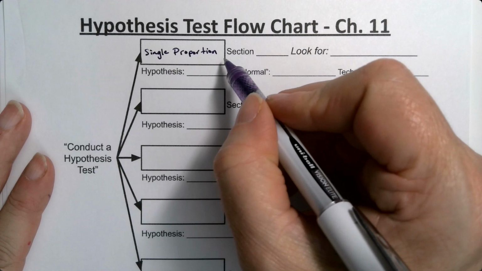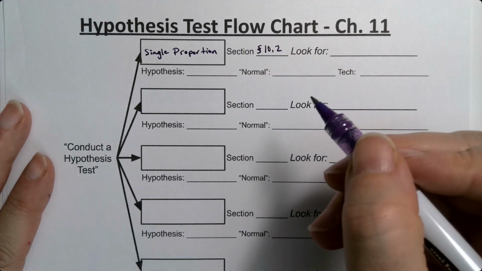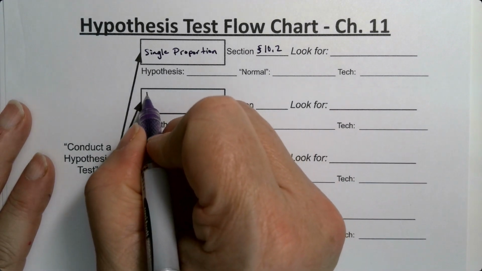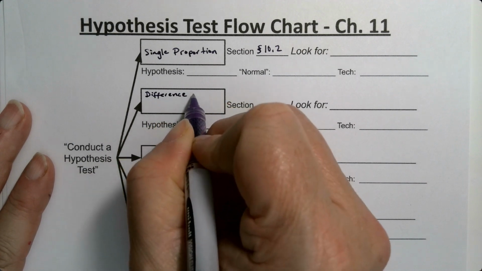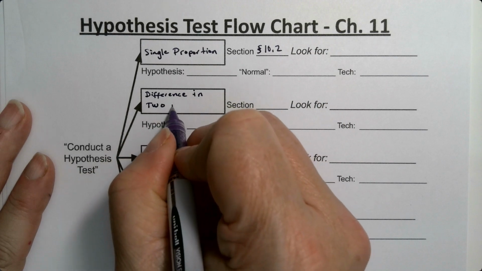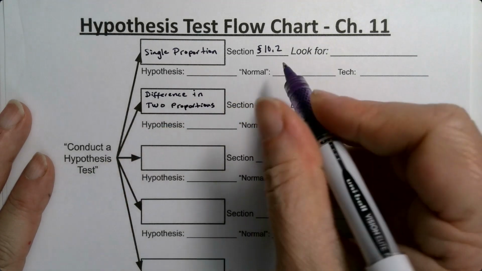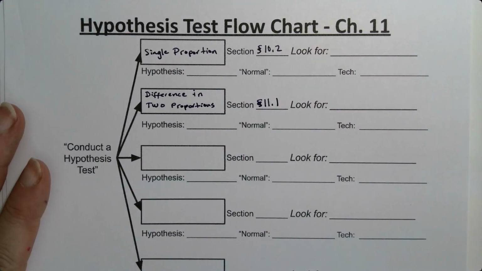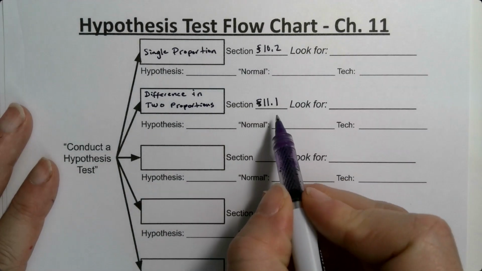So this one, single proportion, was the first one we learned. That was in section 10.2. And then we learned a difference in 2 proportions. I'm actually going to skip and do the 2 proportion ones together. So the difference in 2 proportions, that was section 11.1. So those 2 are the proportion ones. One was from section 10.2, one was from section 11.1.